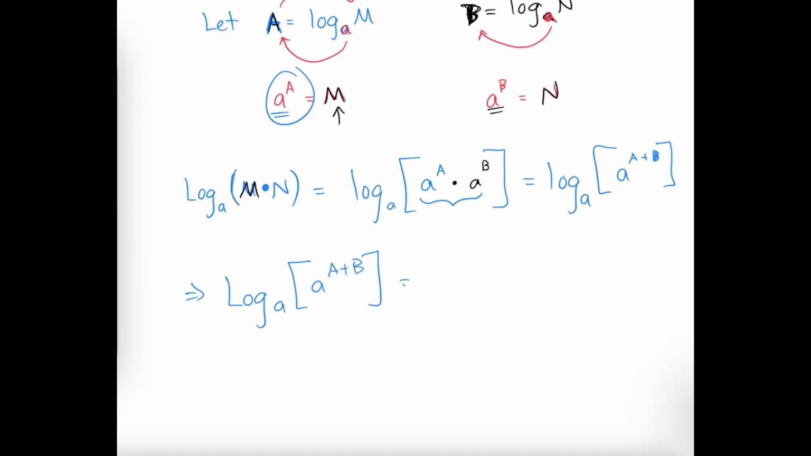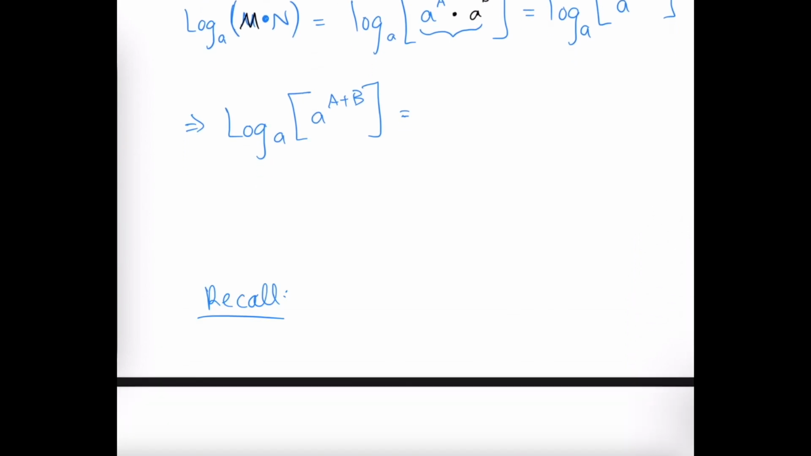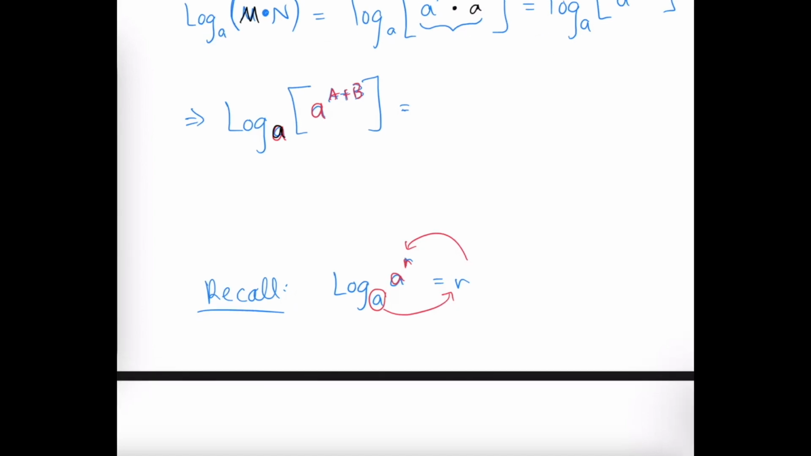We're going to now use a property that was established in a different video. So let's just recall that the property was log base a of a raised to the r power is going to be equal to r. Remember, a raised to the r power is equal to the argument. So we are looking for the power that goes on a in order to bring us back to the a raised to the A plus B power in the argument.